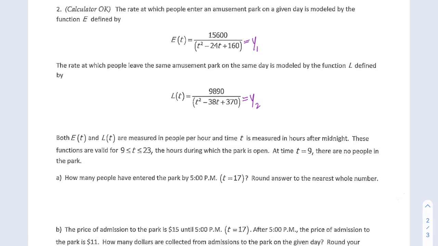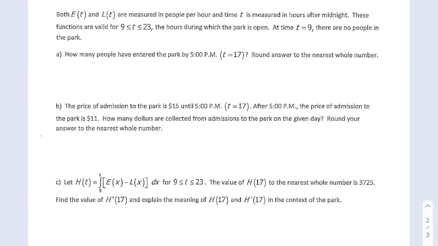The rate at which people leave the same amusement park on the same day is modeled by the function L, defined by L of t. And I'm going to label that in my calculator as y2. Both E of t and L of t are measured in people per hour, and time t is measured in hours after midnight. These functions are valid for 9 to 23, the hours during which the park is open. At time equal to 9, there are no people in the park.